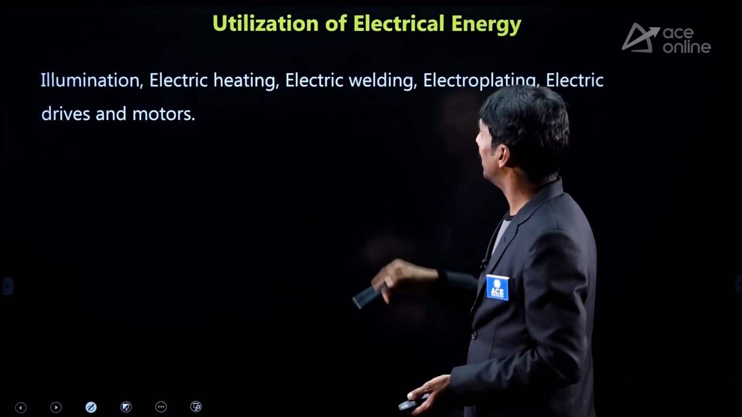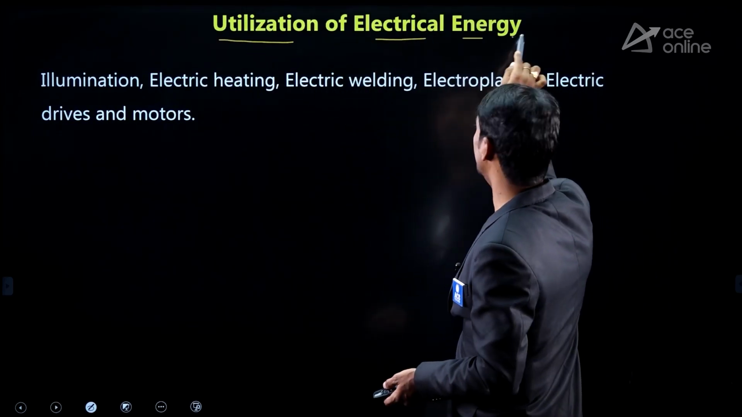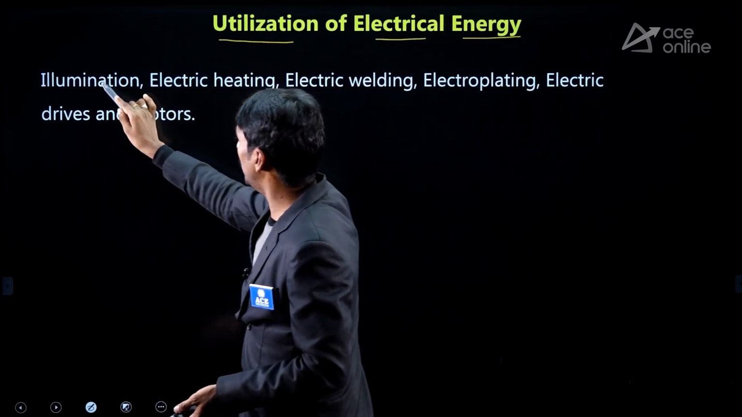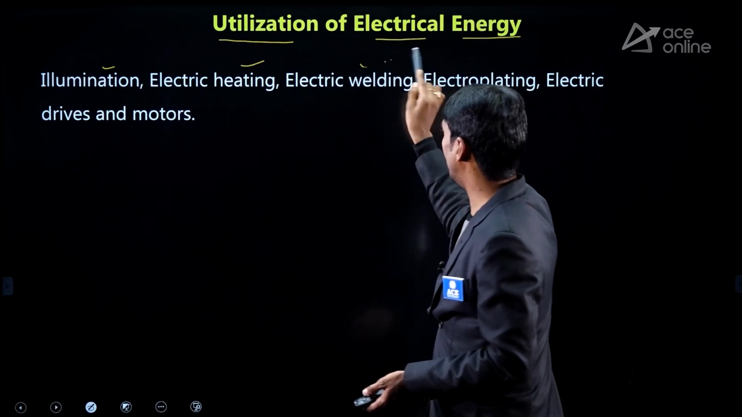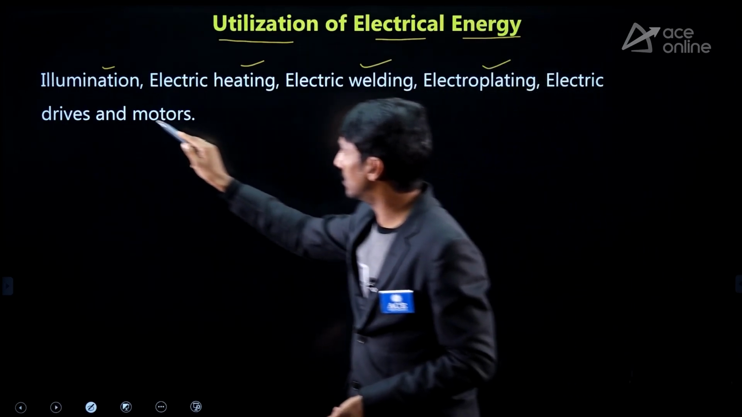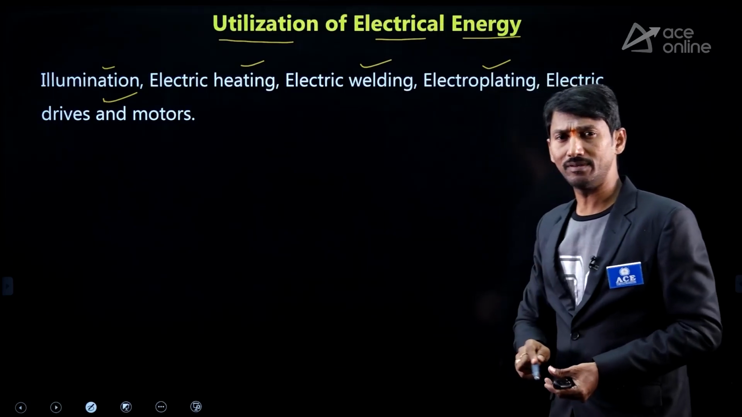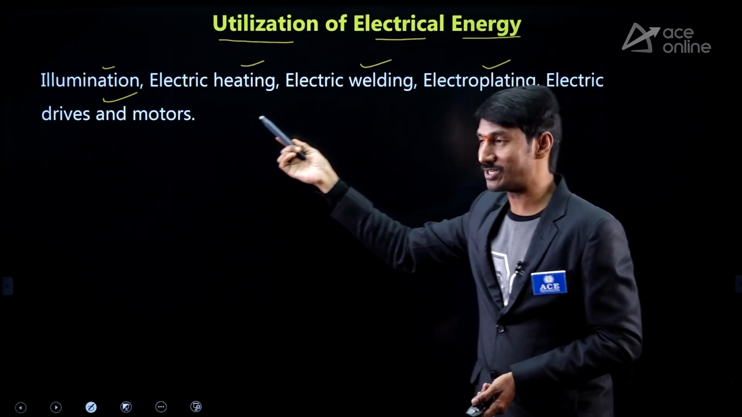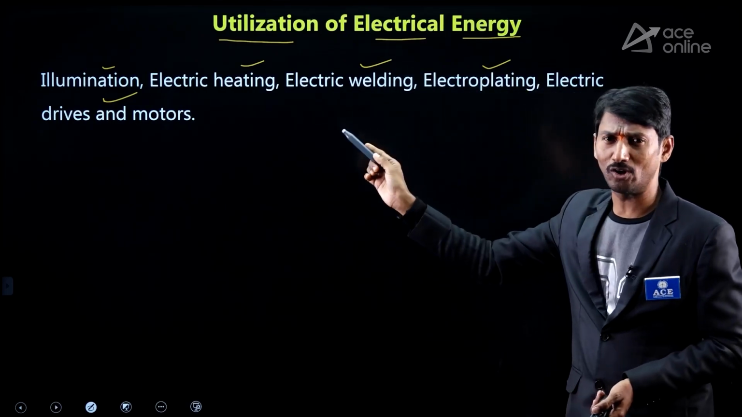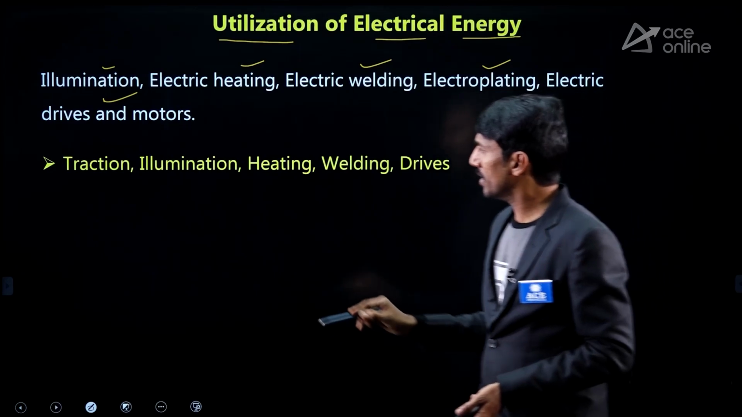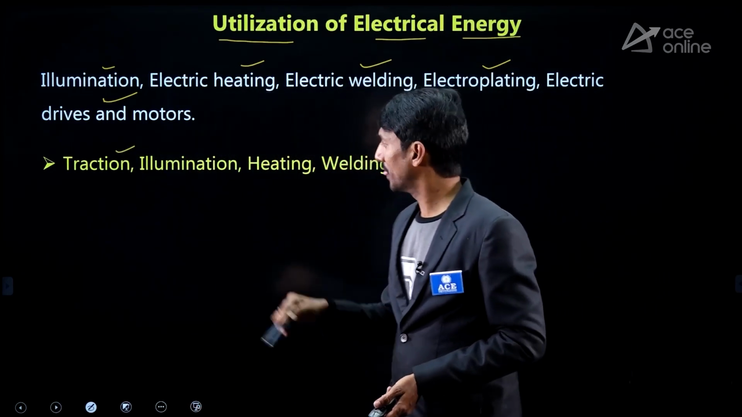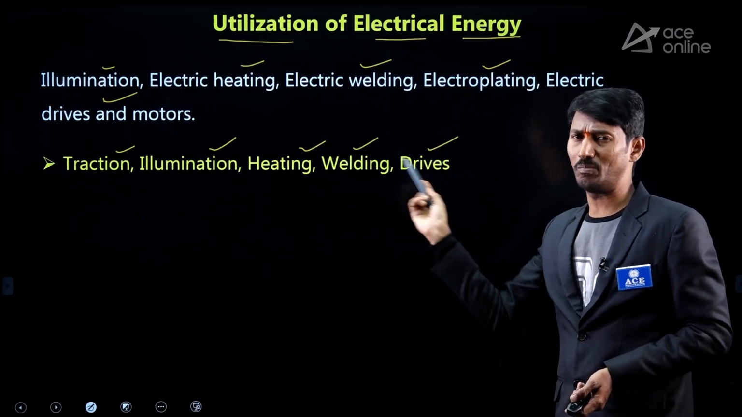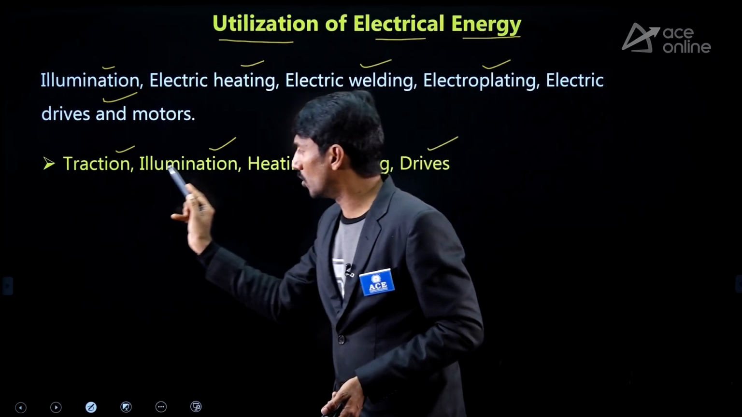Next one, utilization of electrical energy, UEE. Here, the topics given are illumination, electrical heating and welding, electroplating, electric drives and motors. From this, illumination, lighting related questions, heating related questions, welding related questions, almost all topics are covered. That's why I'm giving it here. You need to focus on the traction part, illumination, heating, welding and then the drives part. So almost all parts are covered here, and in this way, you need to focus more.